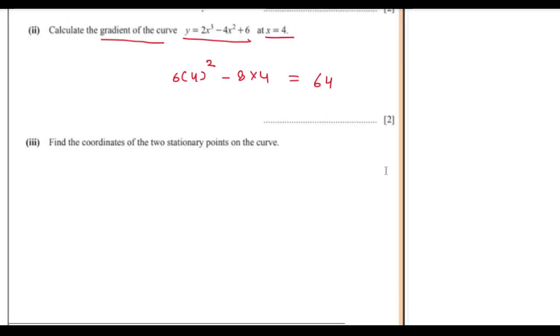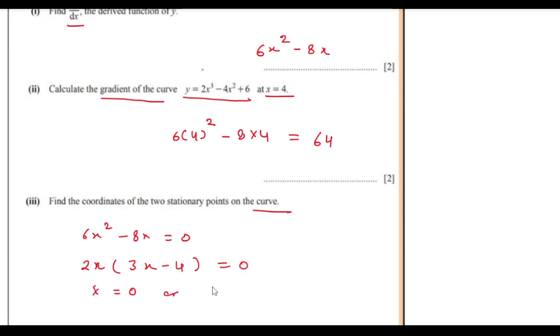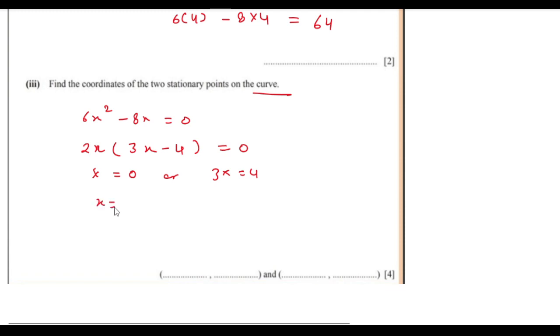And find the coordinates of the two stationary points on the curve. For stationary points, we equate 6x squared minus 8x to 0, because for a stationary point your derivative is 0. So 2x you can take common, so it's 2x times (3x minus 4) equals 0. That gives x equals 0, or 3x equals 4, so x is 4 by 3.